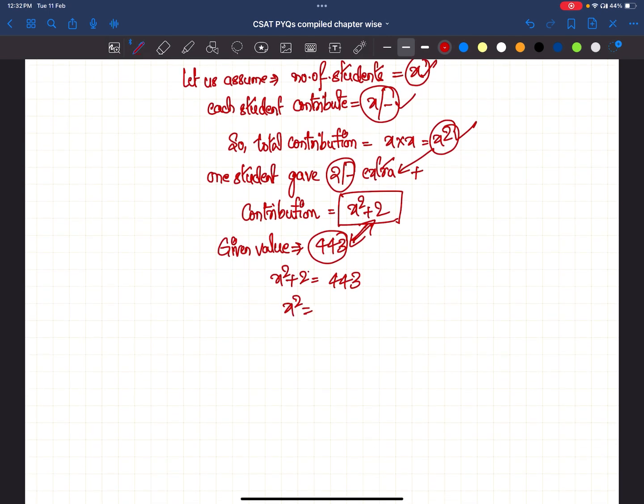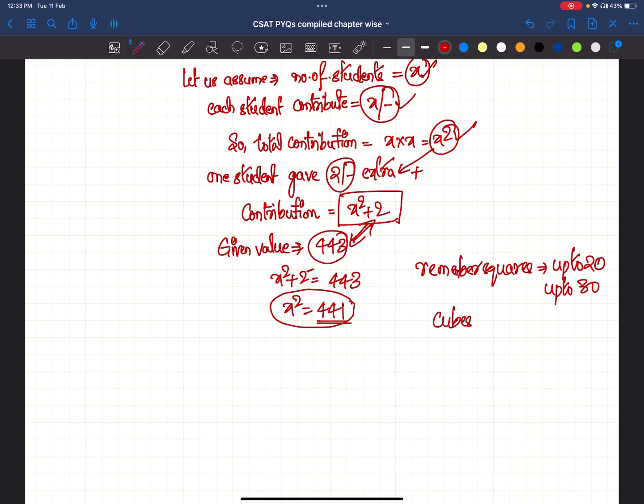Now x square becomes 443 minus this 2, 441, right? Now this is a perfect square. You can see in the CSAT formula book I have given on the first page itself the values of squares and cubes. The values of squares and cubes are very important, and we must remember squares at least up to 20 perfectly, and if required up to 30, and cubes 1 to 20 at least. Because these values will help you in missing number series or else solving such type of questions. You can instantly get the strike that okay, this is a perfect square, and you can even find these things in the options as well. Now x is equal to 21.